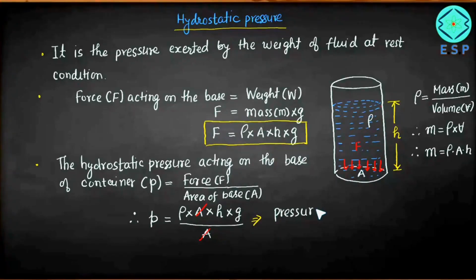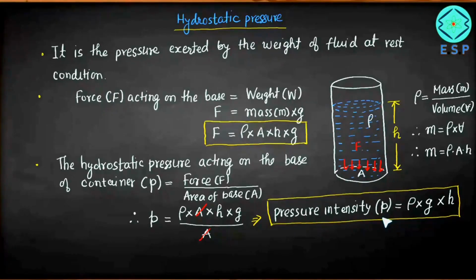So a very important outcome is the pressure, also called pressure intensity. Hydrostatic pressure intensity is given by mass density, gravitational acceleration g, times the height of liquid level. This is the expression for pressure intensity, called hydrostatic pressure. So the pressure intensity P is given by rho g h, and it depends on h. This h term is called the pressure head. Since hydrostatic pressure depends on the height of the liquid level, the height itself represents the pressure. Therefore, h is called the pressure head.